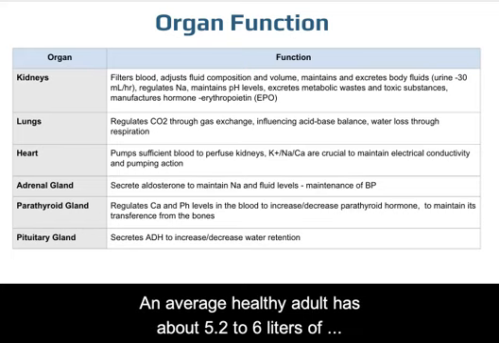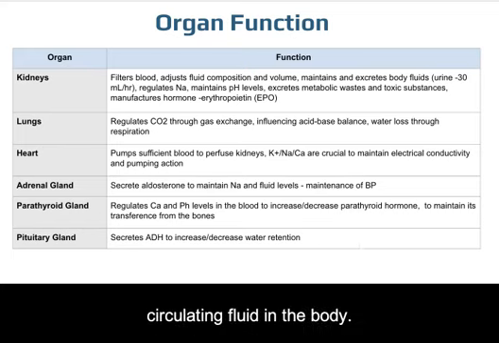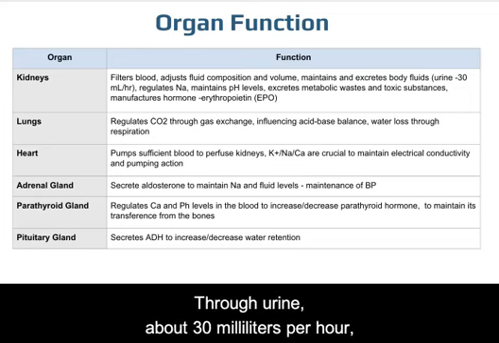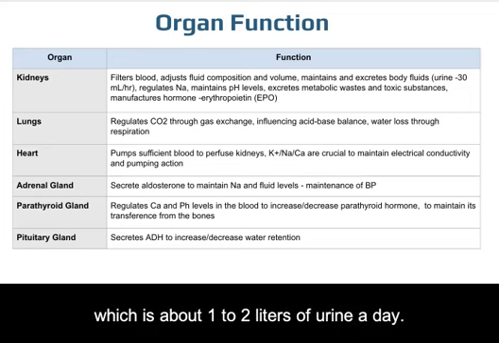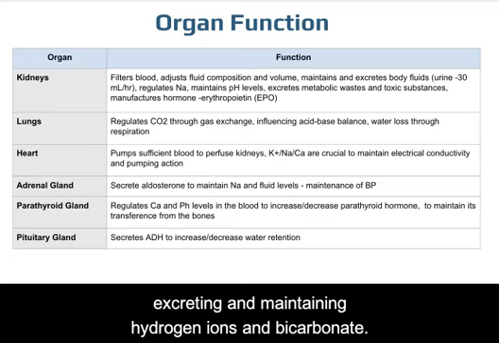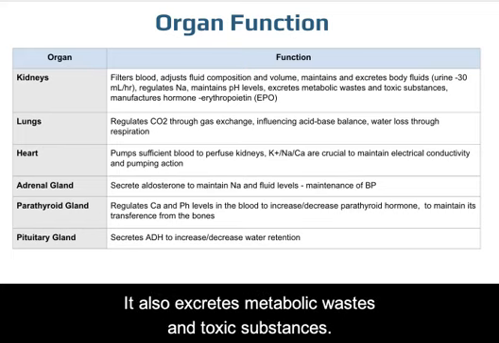An average healthy adult has about 5.2 to 6 liters of circulating fluid in the body. It maintains and excretes body fluids. How does it do this? Through urine, about 30 milliliters per hour, which is about 1 to 2 liters of urine a day. It regulates sodium and maintains pH levels by excreting and maintaining hydrogen ions and bicarbonate. It also excretes metabolic wastes and toxic substances.